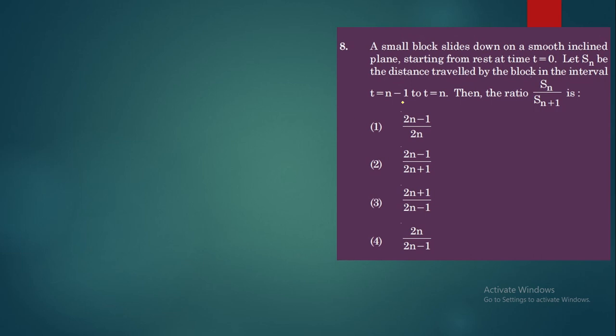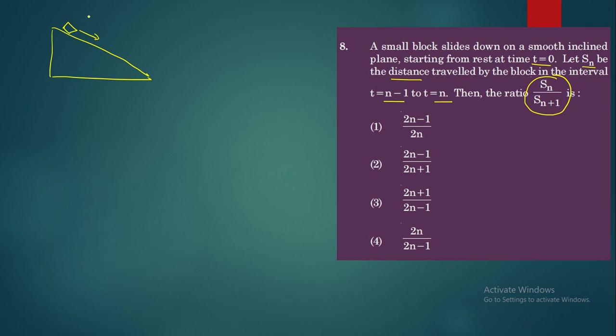This question tells that there's a small block sliding down a smooth inclined plane starting from rest at t equal to 0. Then it defines the Sn. What is Sn? This Sn is the distance traveled by the block in the interval between n-1 and n. And we are supposed to calculate the ratio of this corresponding distance. So the block is sliding down. It is like this.